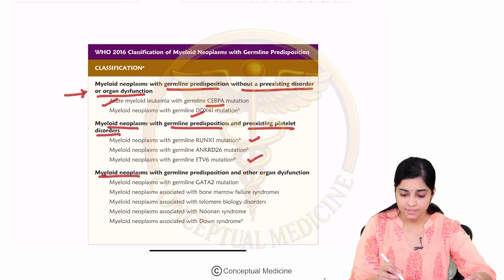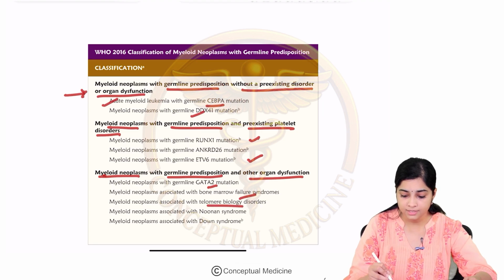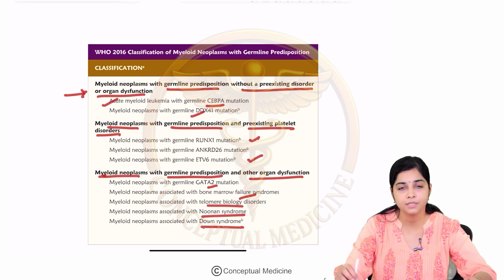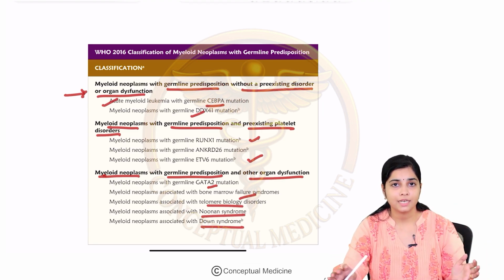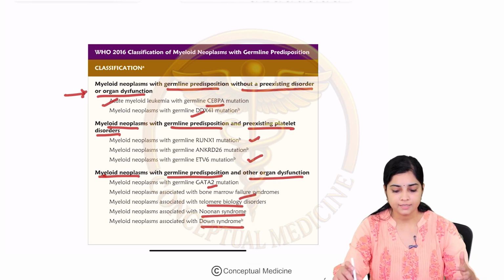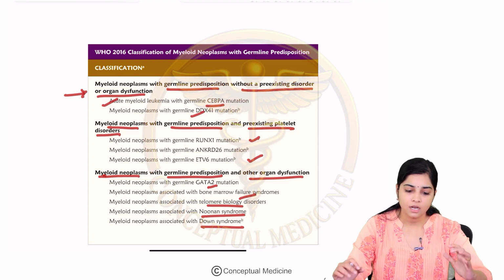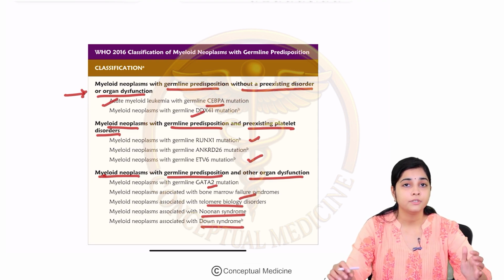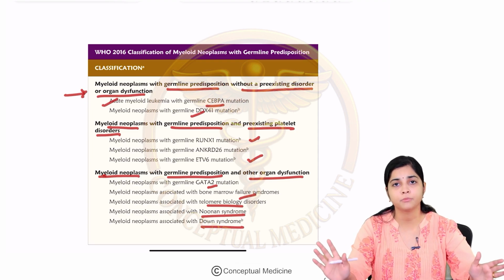Then myeloid neoplasms with germline predisposition and other organ dysfunction, including GATA2, bone marrow failure syndromes, telomere biology disorders, Noonan syndrome, Down syndrome, right? So this basically means those groups of myeloid neoplasms which arise along with other organ dysfunction or along with other syndromes like Noonan syndrome, Down syndrome, telomere defects or bone marrow failure syndromes. Okay, so this is how you classify the myeloid neoplasms if they have a germline predisposition, if they have a certain group of mutations.